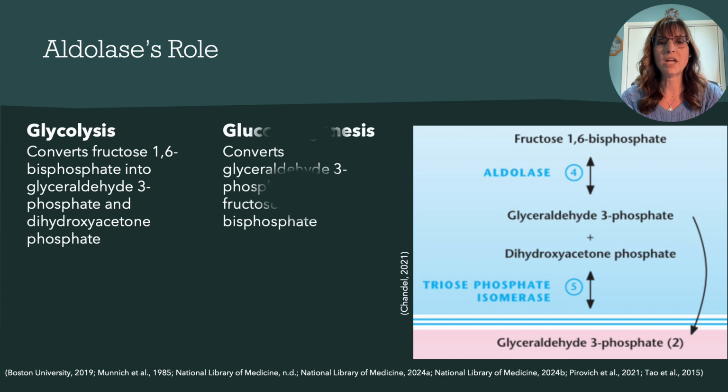Now, in gluconeogenesis, we're going backwards. So one of the glyceraldehyde 3-phosphates is first converted to dihydroxyacetone phosphate before aldolase converts it back into fructose 1,6-bisphosphate. Aldolase also has a role in fructose metabolism in the liver. So we're going to take a little bit closer look at just what is aldolase, all of its different acronyms and different names. How is it expressed? Where is it expressed? And how is it regulated?